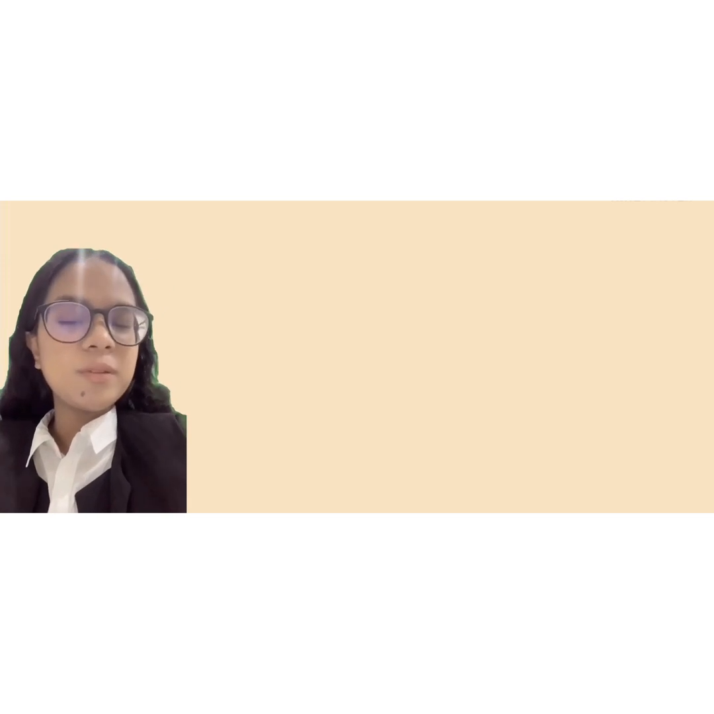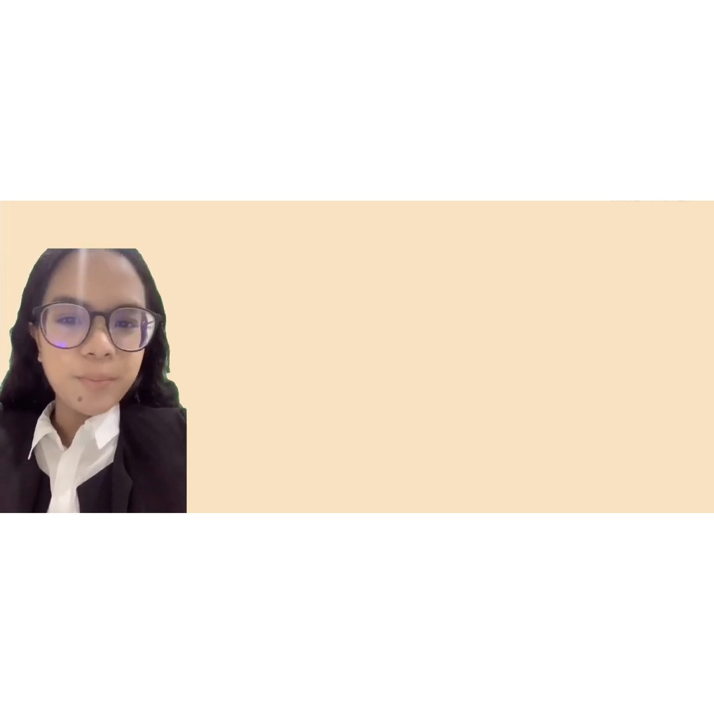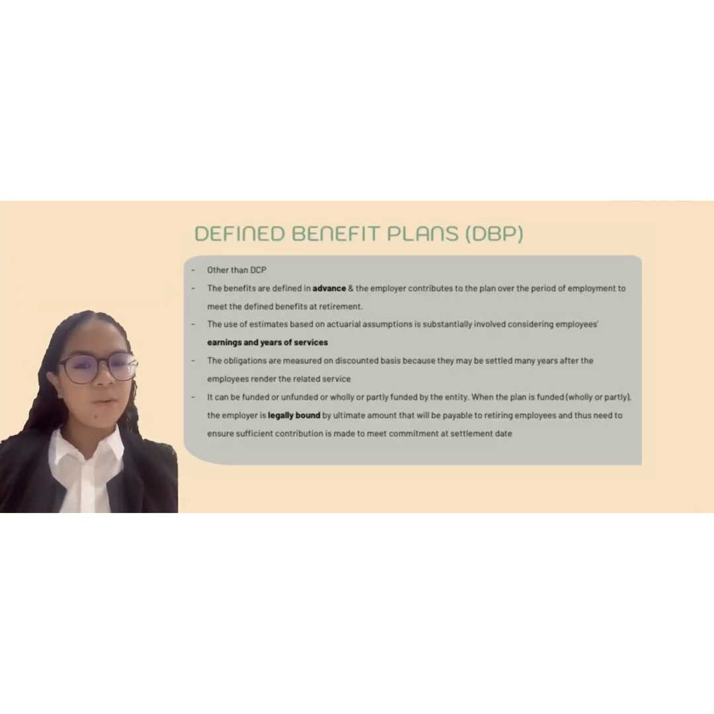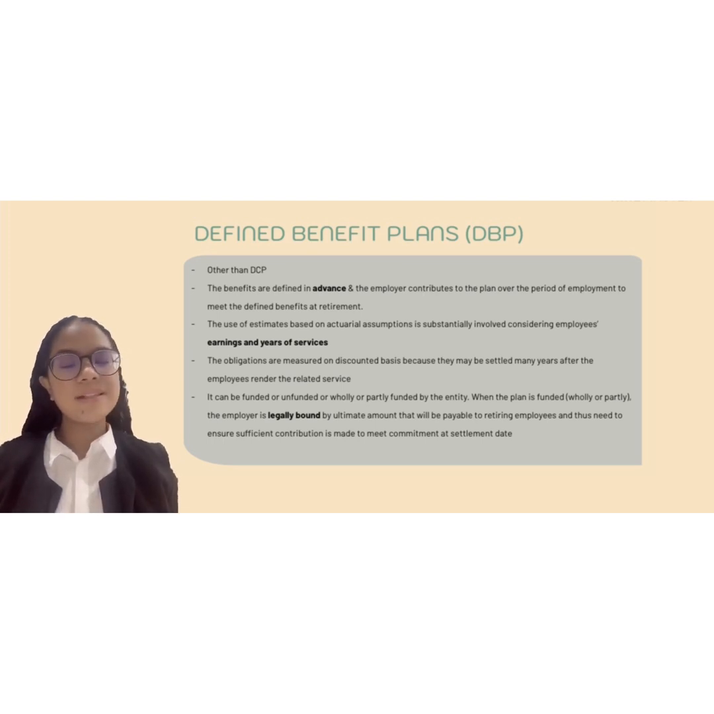I am Nadia Mahira binti Zakwan, and I will continue the presentation with defined benefit plan. Defined benefit plan is a post-employment benefit other than DCP. The benefits are defined in advance and the employer contributes to the plan over the period of employment to meet the defined benefits at retirement.